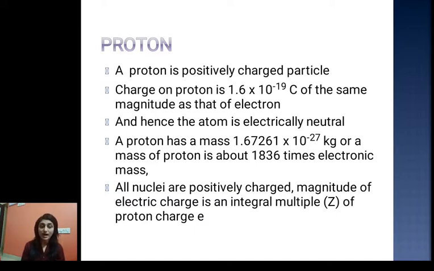A proton has mass 1.67261 into 10 raised to minus 27 kg. The masses of all the elementary particles are generally measured in terms of electron mass, so the mass of the electron is taken as a standard. If we compare, the mass of a proton is about 1836 times more. All nuclei are positively charged. The magnitude of electric charge is an integral multiple of the proton charge. So if a nucleus has atomic number Z, the charge of that nucleus will be Z into e.